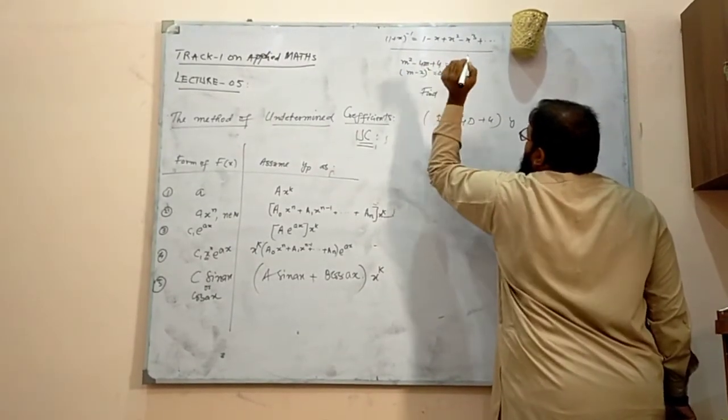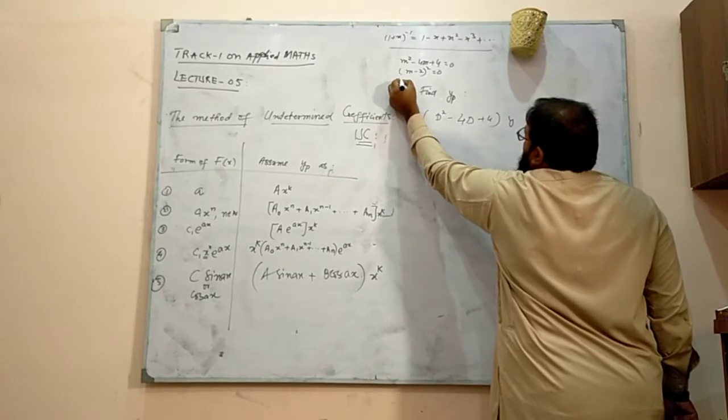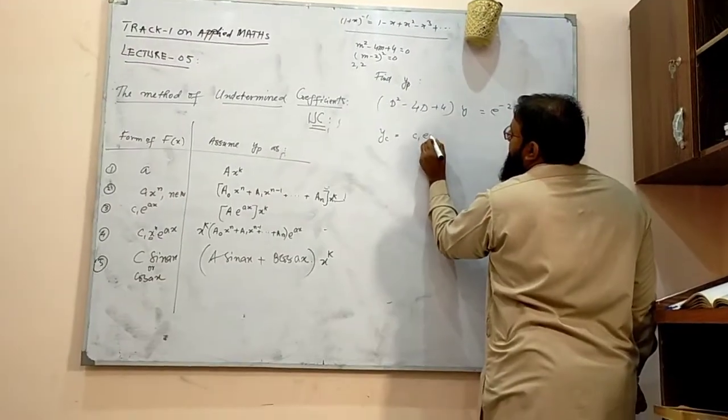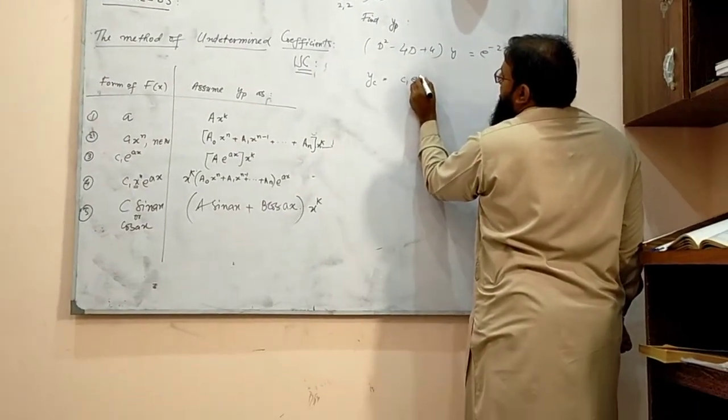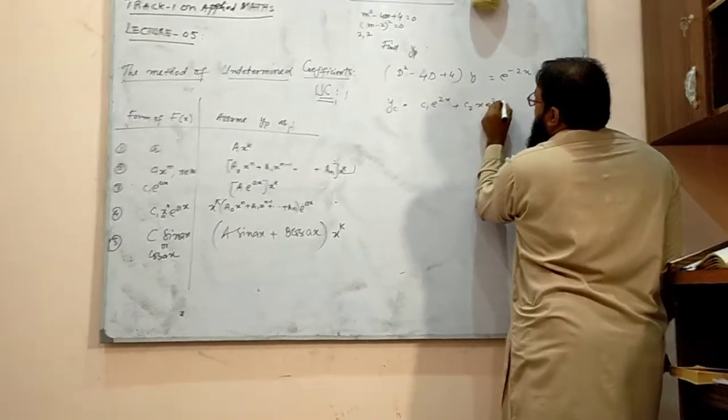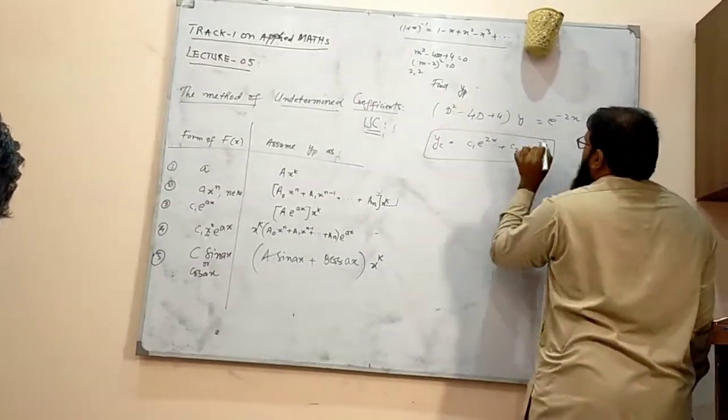Is this okay? Minus 2 plus 2, so both are equal. m equals 2. Your yc is C1 e^(2x) plus C2 x e^(2x). Yes, sir. Okay.